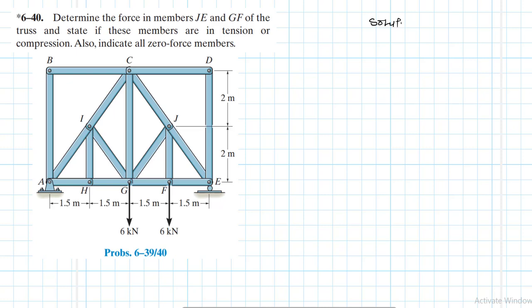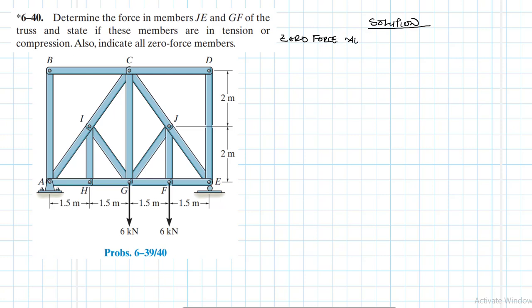And it reads, determine the force in the members JE and GF of the truss and state if these members are in tension or compression. Also indicate all the zero force members. Right, so let's start with the zero force members. Zero force members are members with no force in them. There is zero force in them.